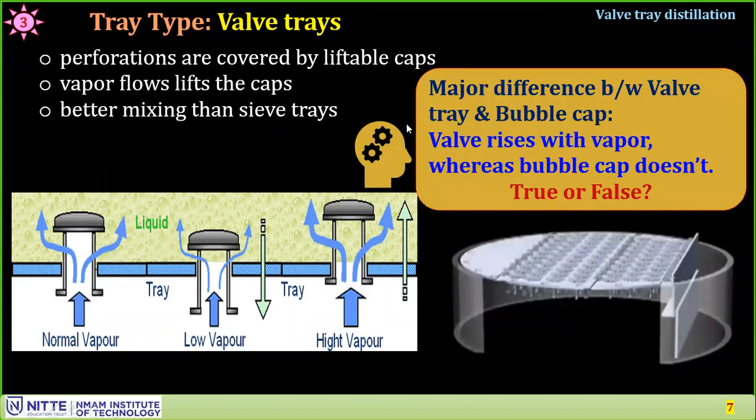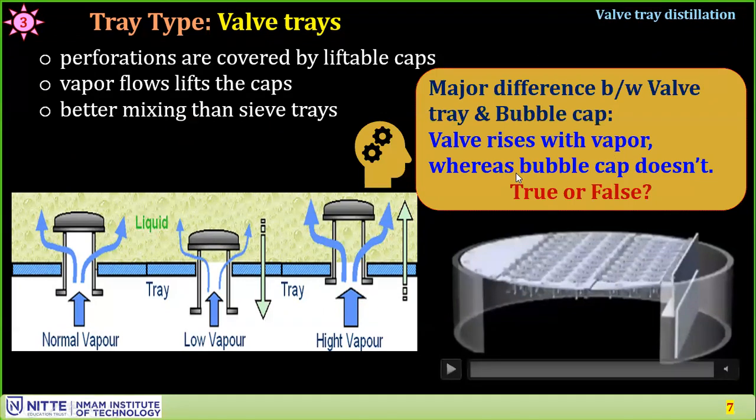So I have a question for you. What is the major difference between the two types here, weir tray and bubble cap? Both looked similar in design. What is the major difference between them? Try to think about it. Alright, the question is, weir rises with the vapor whereas bubble cap doesn't. True or false?